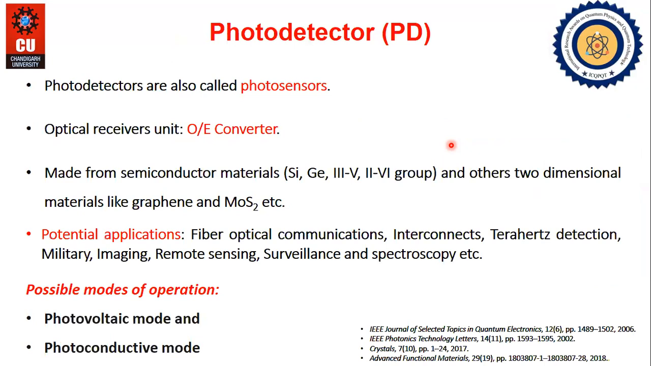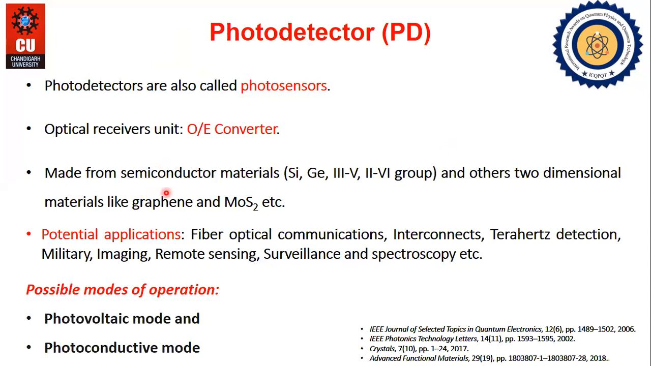Photodetectors are basically known as photosensors, which sense electromagnetic radiation, or we can say incident light. Photodetectors are the optical receiver unit in which a PN junction is reverse biased that converts the optical signal to an electrical signal. Hence, they are referred to as optoelectronic converters. Basically, a photodiode is a reverse biased PN junction diode with the junction exposed to light.